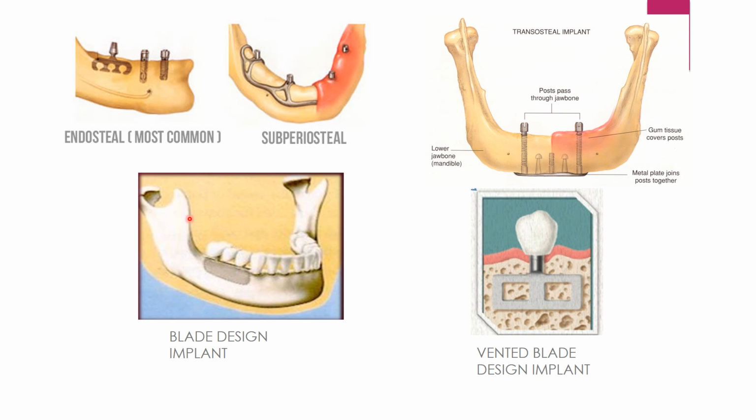Okay, so coming to the endosteal. This is the one which is most commonly used. Okay, the endosteal type. Subperiosteal type, so it will rest above the bone. It will rest on the bone. Here is the one which I was talking about. That is a transosteal, which is not used anymore. So it will pierce through the whole cortical plate. There, transosteal implant.